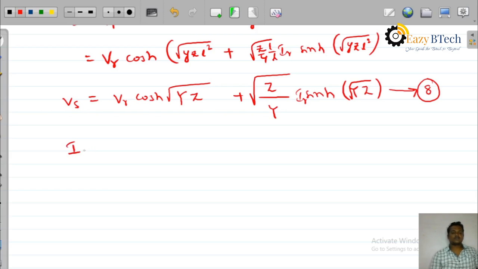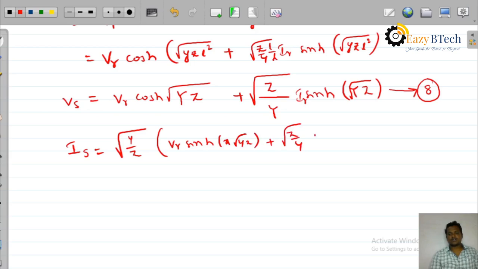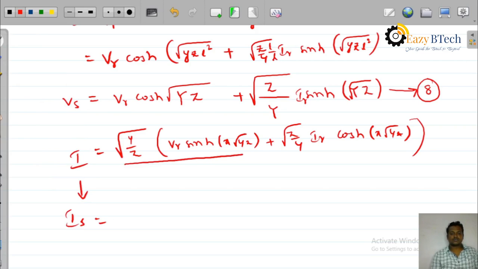Now sending end current. In equation 7, we have to substitute I equals to Is. Therefore, this expression becomes root Y by Z into VR sinh x root YZ plus root Z by Y into IR cosh x root YZ, which is equation 7. In this equation, we have to substitute I equals to Is. Multiplying these two terms, we get capital Y divided by capital Z into VR sinh.